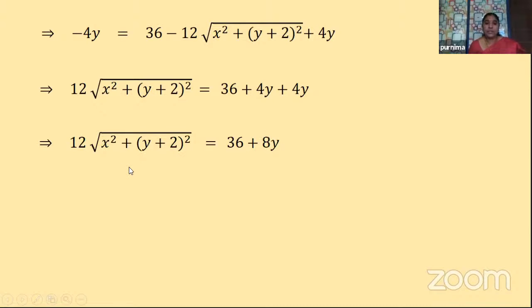So next, what is the term? Here, if you observe, the multiple is 12, and the terms are 36 and 8. So you can have 4 as a common factor, is it not? So let us take 4 common in these two terms. So next, what happens here? 12 into under root of x square plus (y plus 2) whole square is equal to 4 taken common, that is 9 plus 2y. 4 9s are 36, 4 2s are 8, 8y.